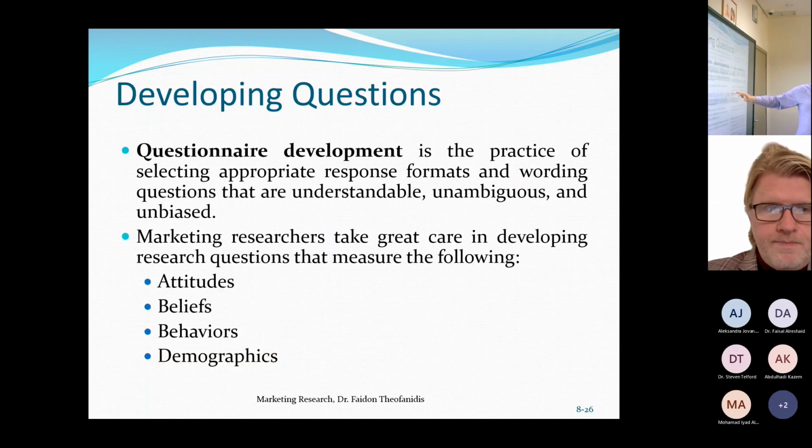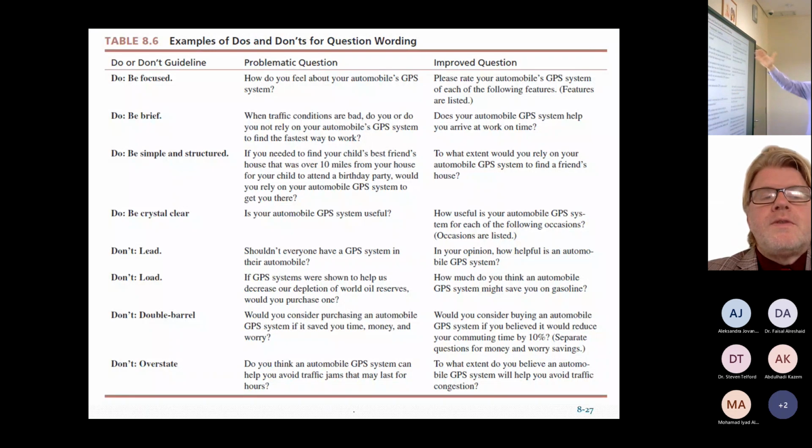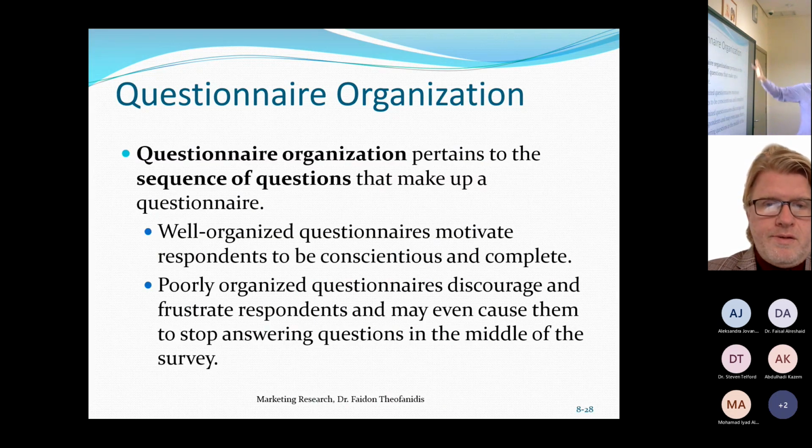And of course, you have different techniques and tools about how to collect data. Here in my slides, you can see the do's and don'ts in terms of question wording, and also in terms of organization, the structure of the questionnaire. The most important thing you need to remember is that the questionnaire is like reading a book. You need to have very good structure. You need to segment based on the context.